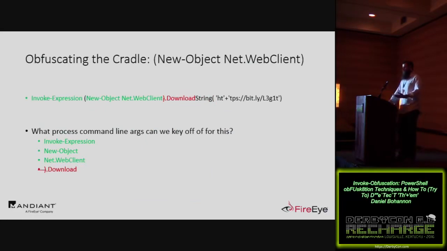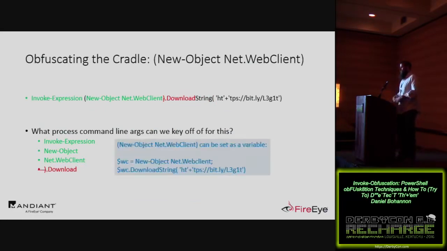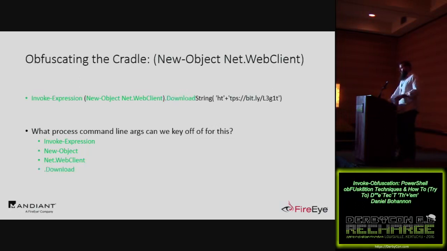So we can't rely on there being a parenthesis here because you can actually set New-Object into that web client as a variable, and typically you'll see some tools do this and call the variable WC. So let's just remove that parenthesis off of there. .Download. How could the dot be problematic?